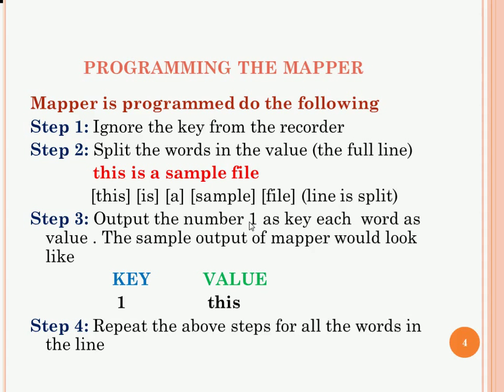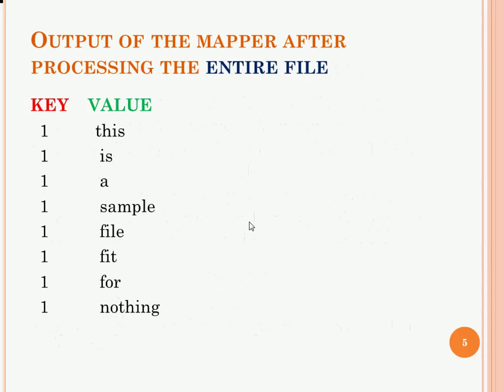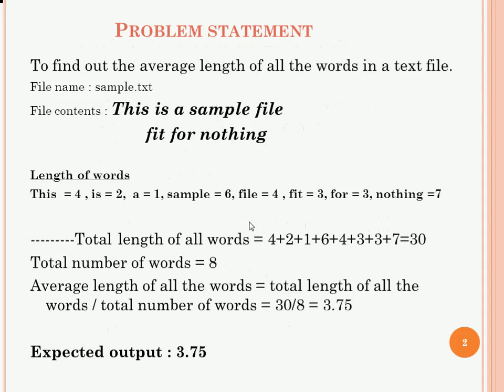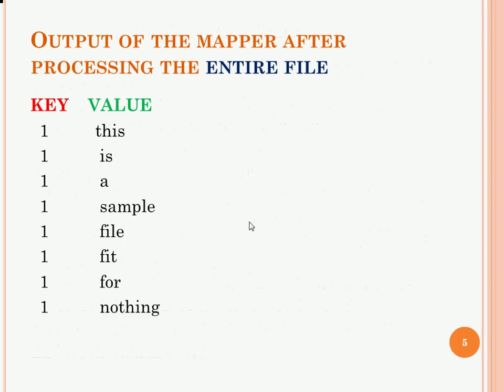When I repeat this operation after processing the complete line, the output of the mapper looks like this. After I process the entire file, my output looks like this. If you go back, you see the two lines of the input file, "This is a sample file fit for nothing", and after the mapper processes the entire two lines, this is the output. For every word there is a key which is 1, which I decide as a programmer, and the value is the word.